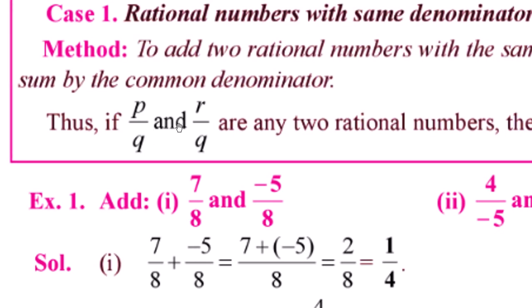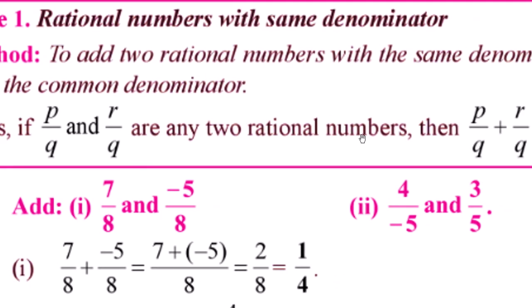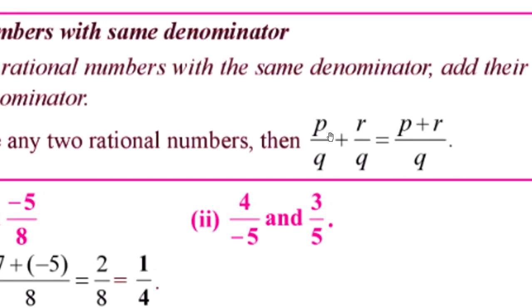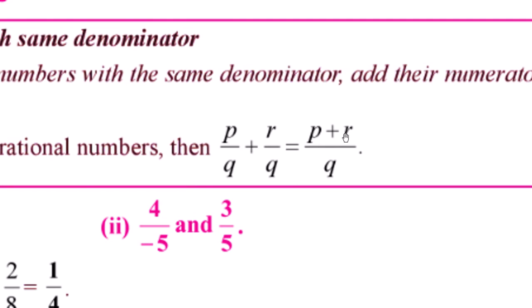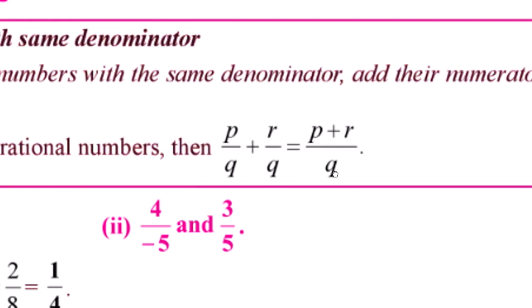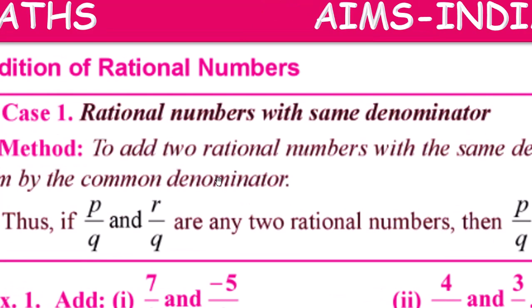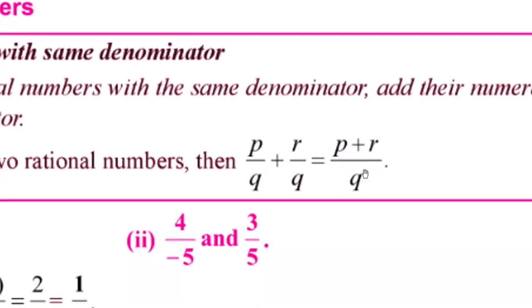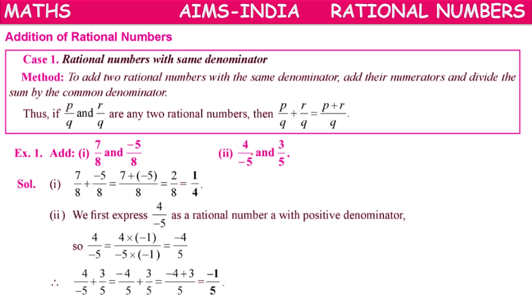So if p by q and r by q are any two rational numbers, what is their sum, children? p plus r by q. p plus r means the sum of numerators, by q, the common denominator. This is applicable when the rational numbers have the same denominator. Then we can follow this method.